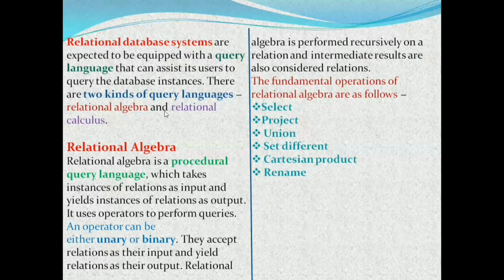This is a little introduction about relational database systems. They are expected to be equipped with a query language that can assist users to query the database instance. There are two kinds of query languages: relational algebra and relational calculus. I'm not going to explain relational calculus; I'm going to explain relational algebra in this series. Relational algebra is a procedural query language, so we can't get output like previous DML queries. I think you can understand what I'm saying.